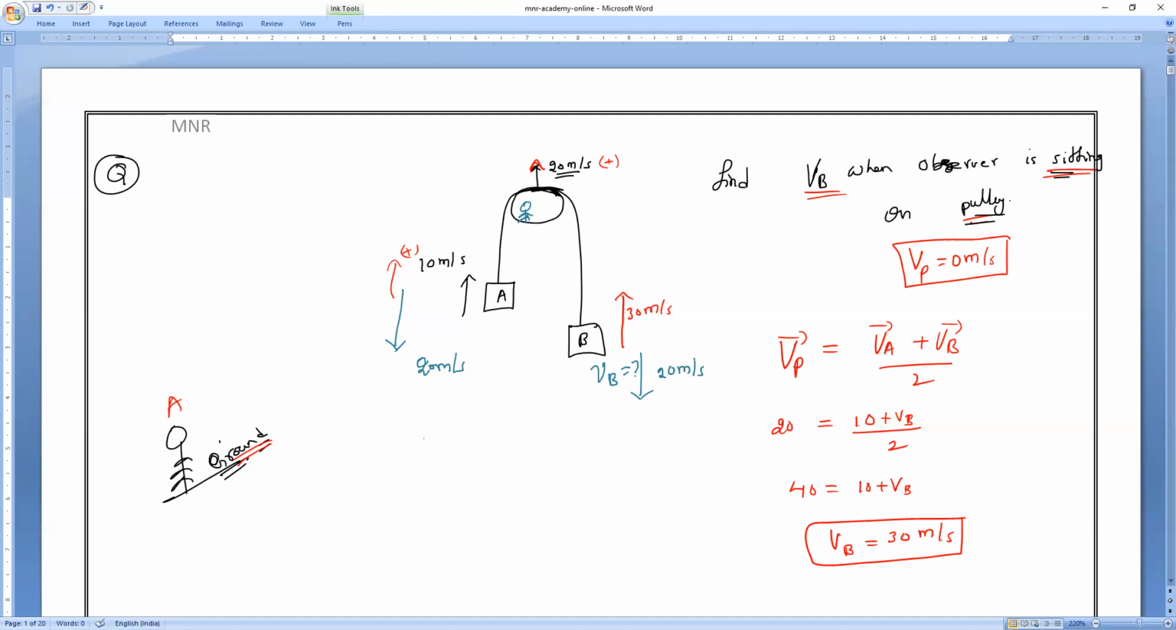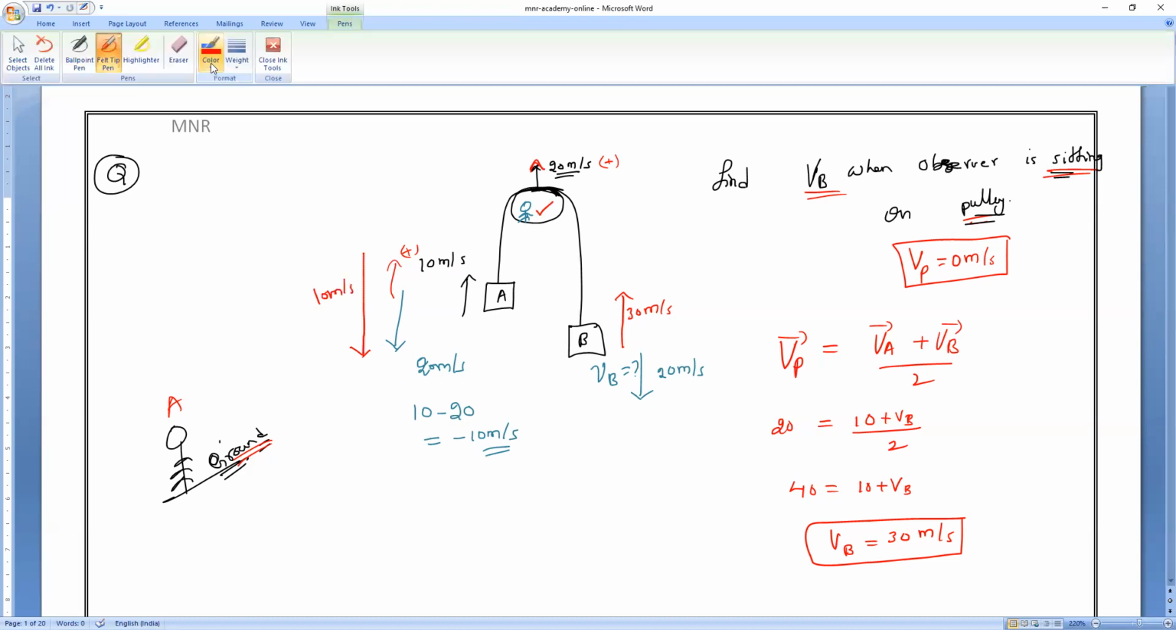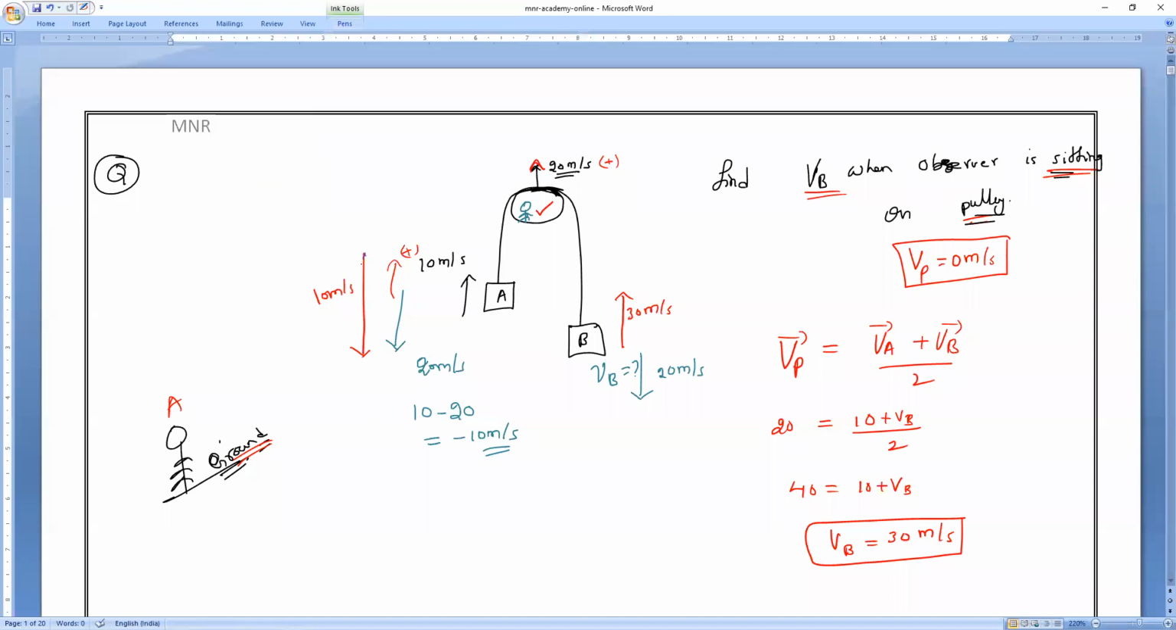Now just add it, everyone. What will happen? This is downwards and this is upwards. Upward is positive, downward is negative. So 10 minus 20 is equal to what? Minus 10 meter per second. Now, if the observer is shifted to the pulley, does body A appear to go downwards or upwards? Downward direction. Understand? Actually the A body is going upward, but if the observer is shifted to the pulley, the value is negative. Negative means it appears to be going downwards.